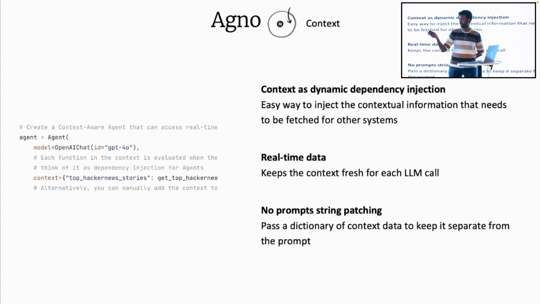Yeah, so real-time data keeps the context fresh, with no prompt string patching. And the context is dynamic dependency injection. So that is the high-level idea, where you want to use context instead of always using strings and mashing strings together to pass to LLMs.